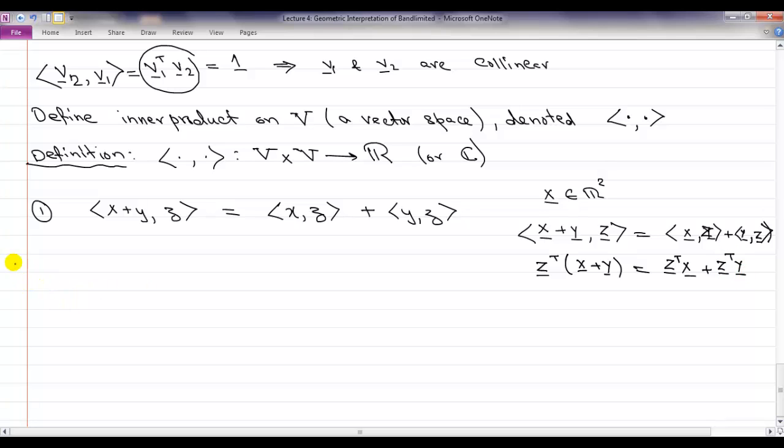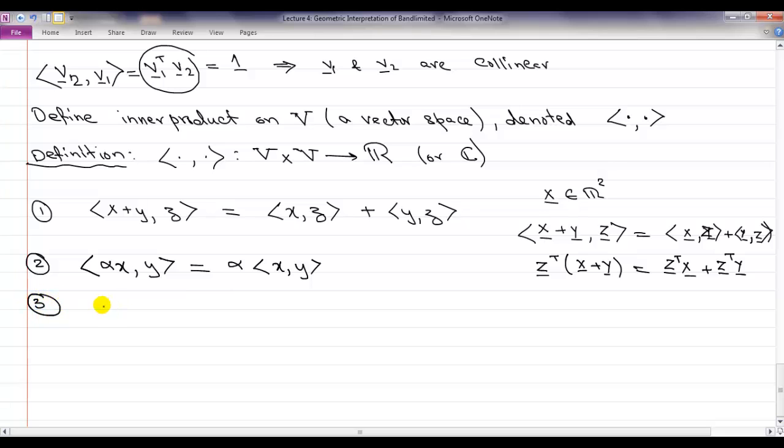The other property is that of multiplication with a scalar. If I multiply a vector with a scalar and I take the inner product, if the multiplication happens in the first argument, then I can simply take out the scalar. That is equal to alpha times the inner product of X and Y. So I can do the inner product and then multiply by a scalar, rather than multiplying with the scalar first and then taking the inner product. Again, you can see that that's trivial in the R2 or Rn case.